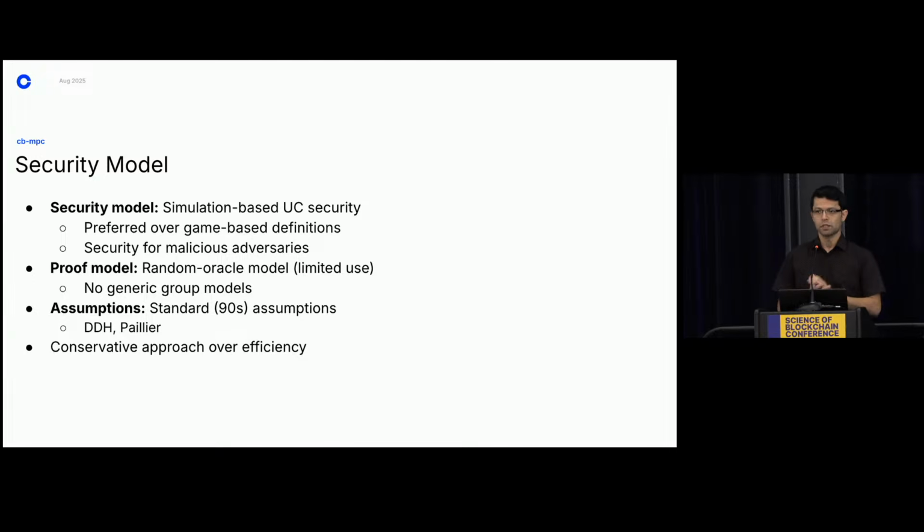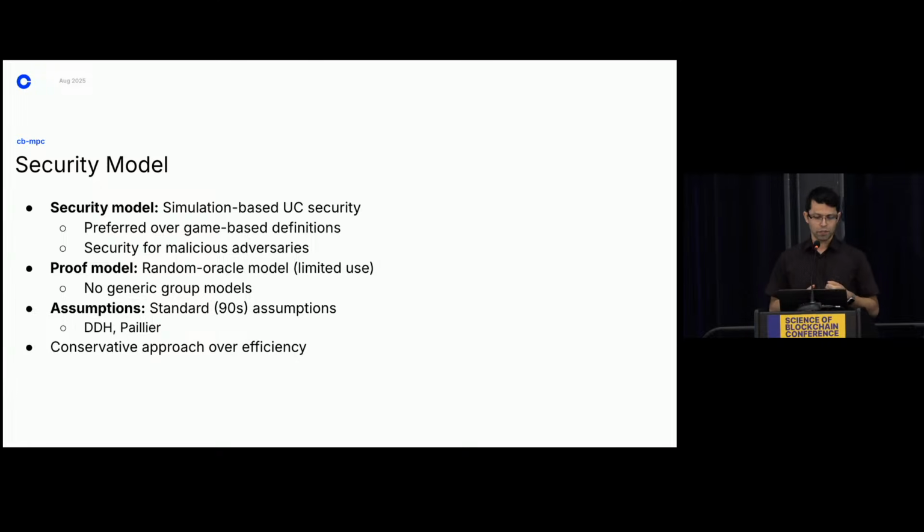We have chosen simulation-based UC security proof as our main proof system because we believe this is the gold standard when modeling real-world applications in which the protocols can run in parallel and can interact with an arbitrary environment. As a result, we prefer that over even game-based definitions. All our protocols are proven secure against malicious adversaries.